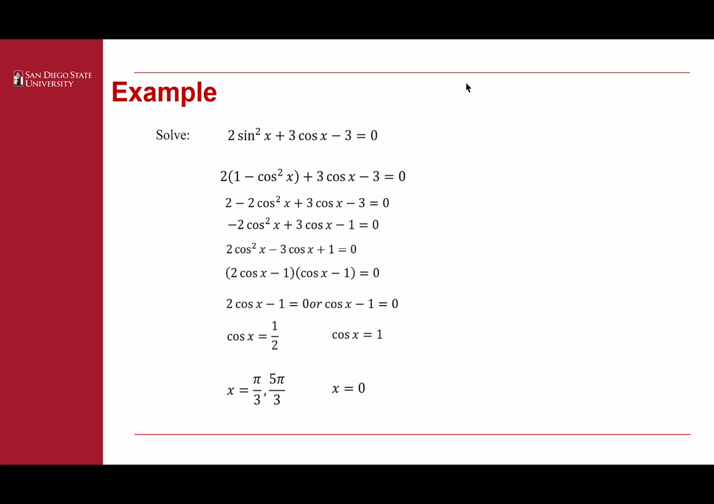If we make this multiplication with 2, we will get 2 minus 2 times cosinus square x plus 3 times cosinus x minus 3 equals to 0. And in this case, we get minus 2 times cosinus square x plus 3 cosinus x minus 1 equals to 0. And we can also multiply both sides of the equation with minus 1 to just adjust the signs.